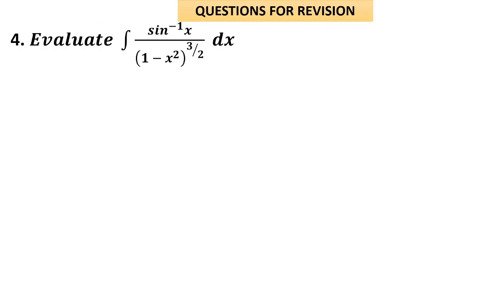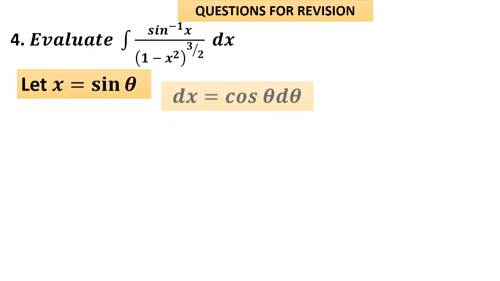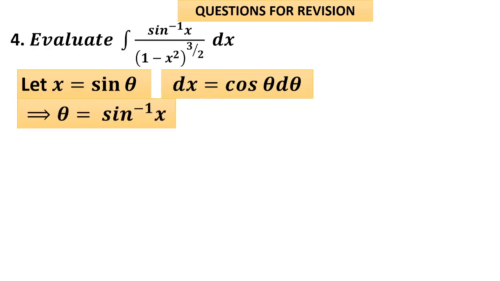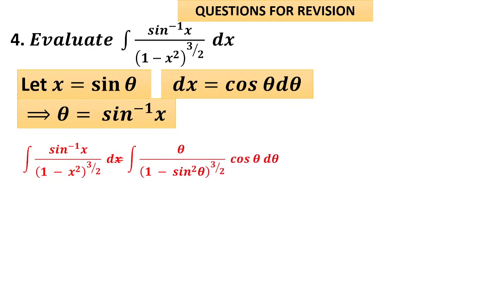Let us go to the next question, where we have sin inverse x by 1 minus x square whole power 3 by 2. Let us try this by converting it into a normal trigonometric function by doing a substitution. Put x is equal to sin theta, dx is cos theta d theta, theta is sin inverse x. We are ready now, so let us do the substitution. In the numerator sin inverse x will be replaced by theta. The denominator 1 minus x square whole power 3 by 2 will be replaced by 1 minus sin square whole power 3 by 2. Dx is cos theta d theta.